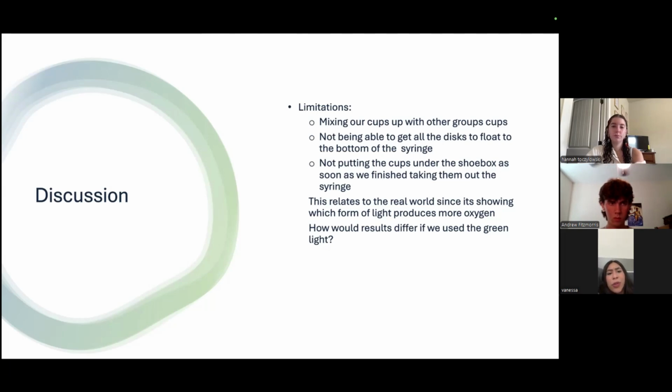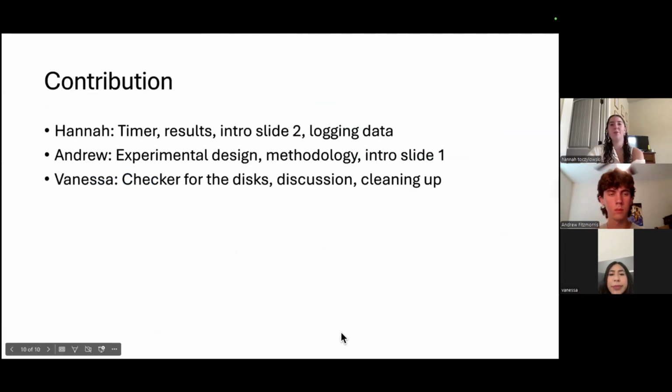which form of light produces more oxygen, and our question is how would the results differ if we used the green light other than the other lights. And then these were our contributions.